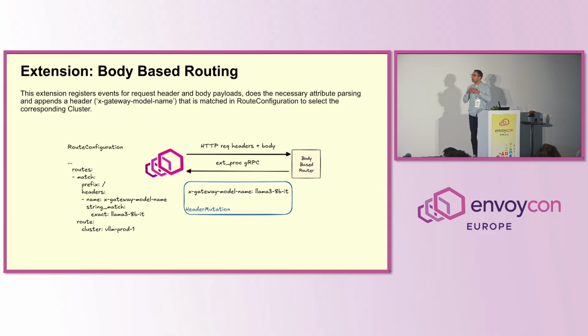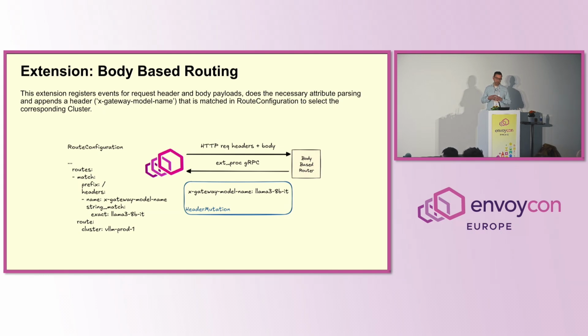So we're using extensions, and for the majority of this talk, I'll be talking about actually ext_proc-based extensions. And what the extension really does here is that it registers for request header and body events. It does the necessary attribute parsing, and it ends up appending a header, let's call it X-Gateway-Model-Name, that is then matched in the route configuration with a header match to select the corresponding cluster, right?